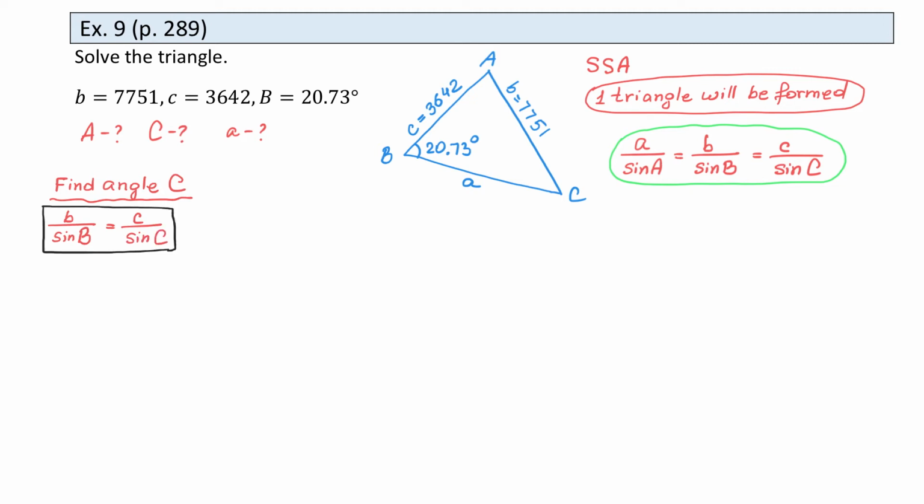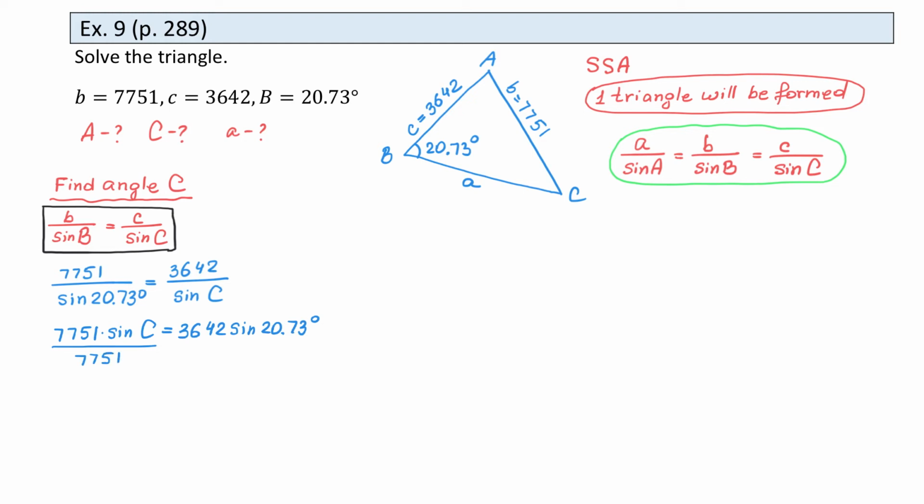Now we will start replacing. In place of B, we will write 7,751 over sine of angle B, which is 20.73 degrees, equals side C is 3,642 over sine of angle C. We will do cross multiplying. Then 7,751 multiplied by sine of C equals 3,642 multiplied by sine of 20.73 degrees. Let's divide both sides by 7,751.